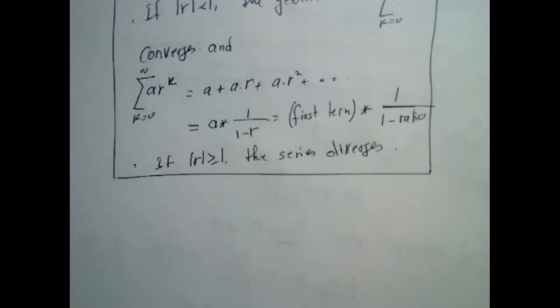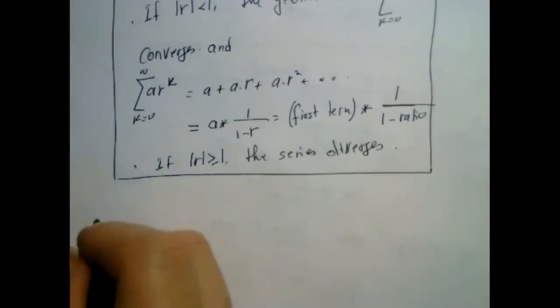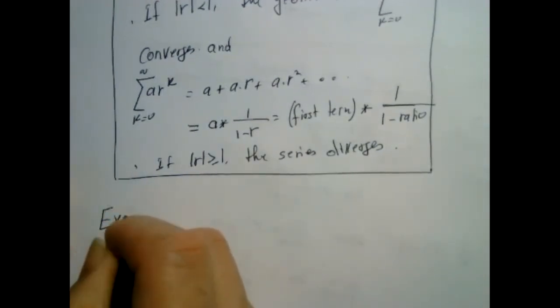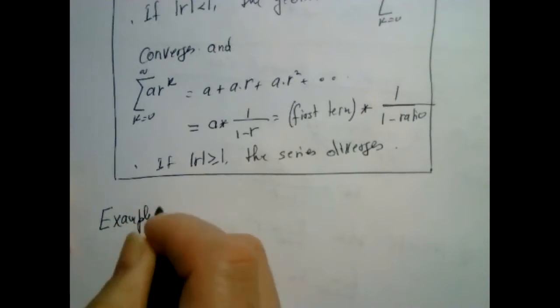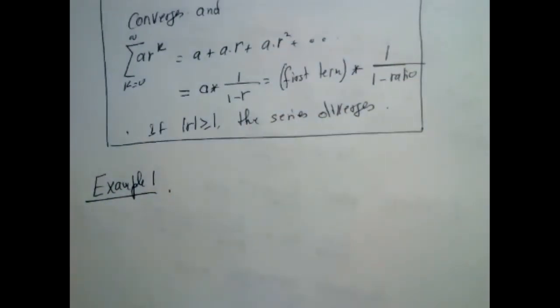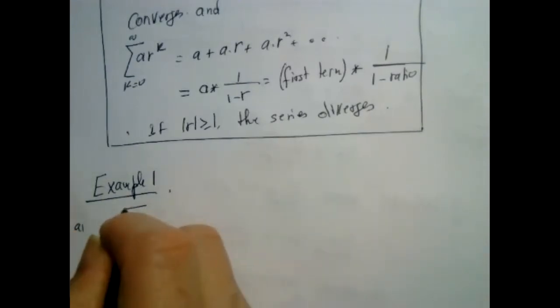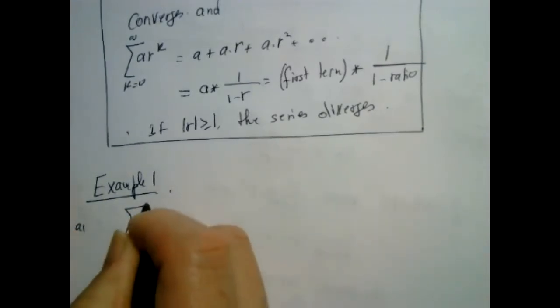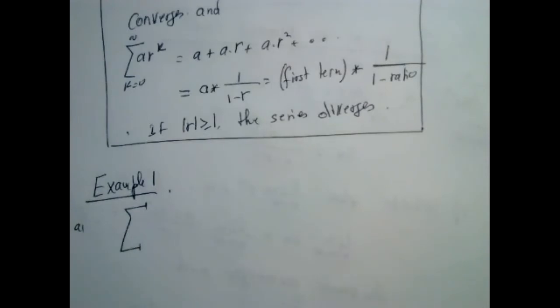Okay, now let us put it to practice. So we're going to do several examples. Okay, example number 1. The first very straightforward example. So suppose the question is, for each of the following geometric series, decide if the series converge or diverge. In case it converges, find its sum. That's really what the question is.